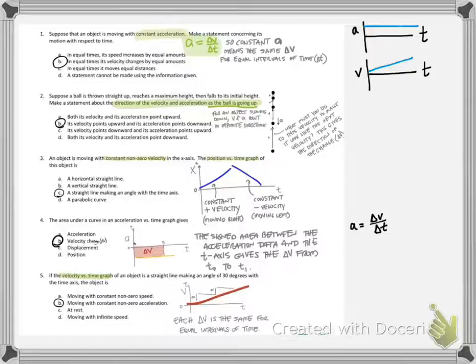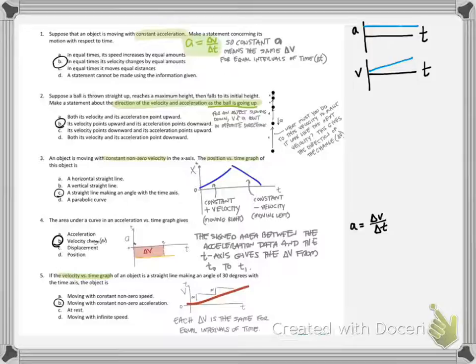Number 3, an object moving with constant non-zero velocity in the x-axis, position versus time graph. If you have a constant non-zero velocity, it's either going to be a constant positive or a constant negative. If it was constant positive, you'd have a positive slope. That means that as time goes by, the position is moving more and more to the right. If you had a negative velocity, that would mean that you'd have negative slope and it was moving more and more in the negative direction.